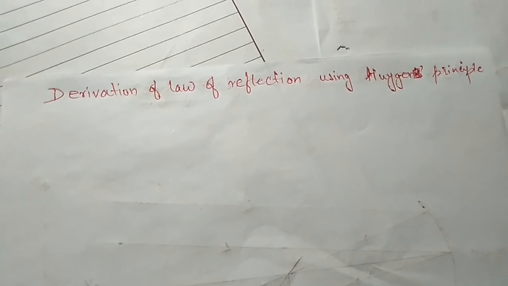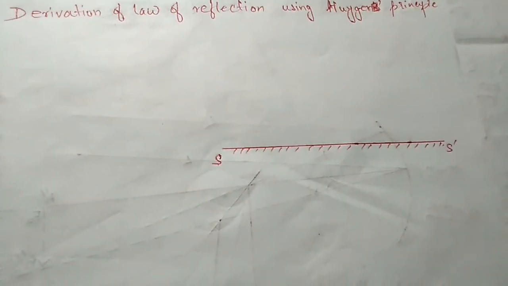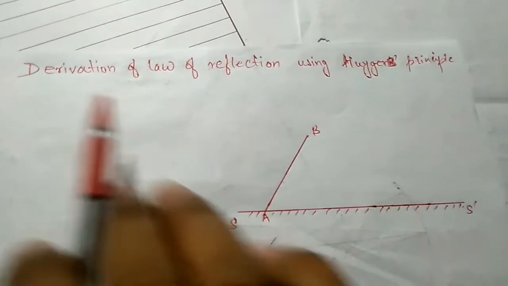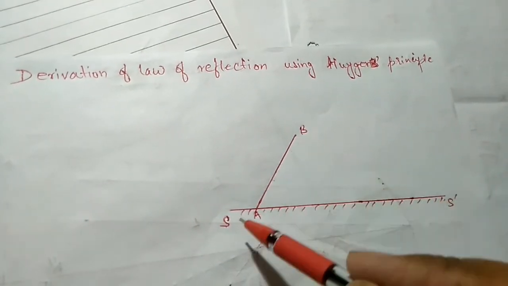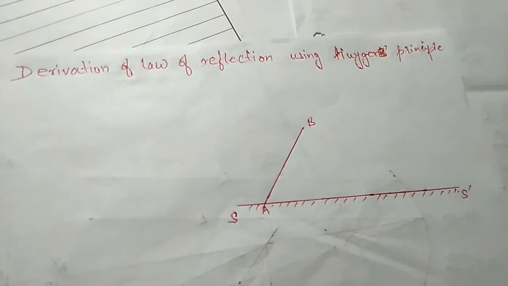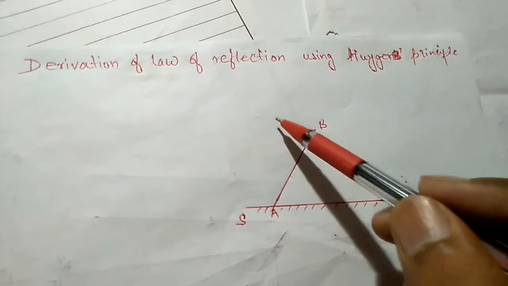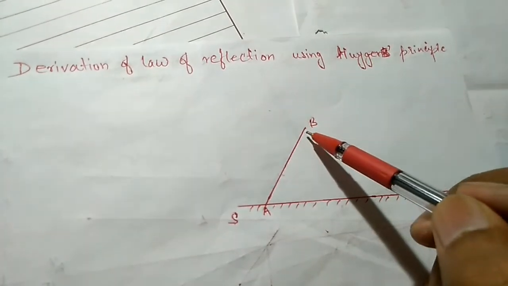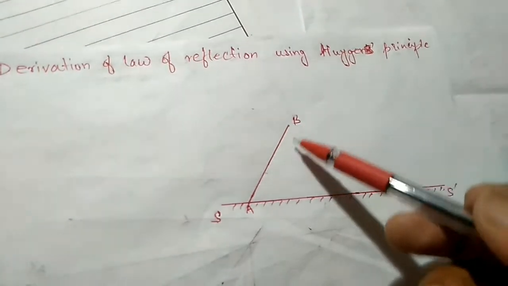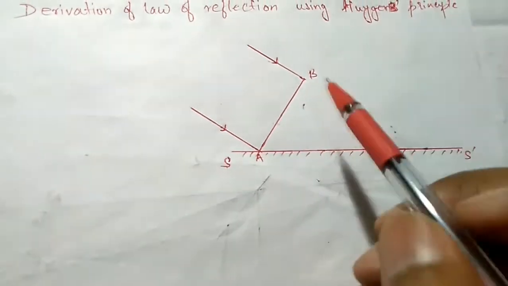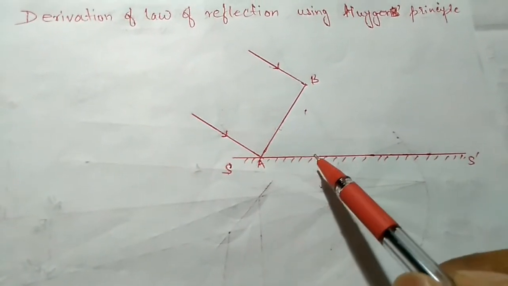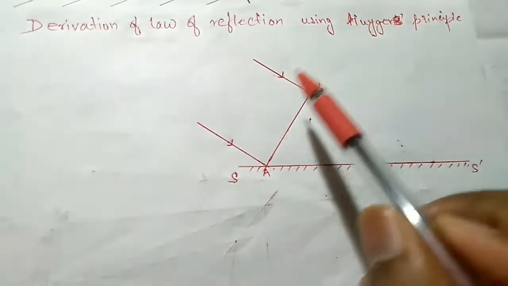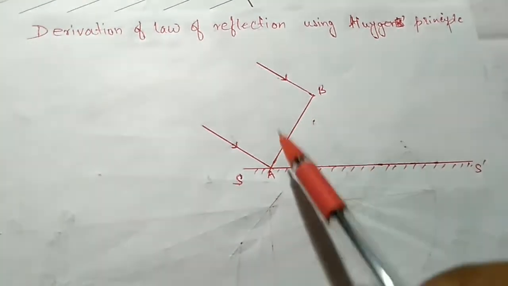So let's draw the diagram. Considering SS dash is any reflecting surface, and this AB is the incident plane wavefront. This is coming from infinity, so this is the plane wavefront coming towards this reflecting surface. The perpendicular drawn on the wavefronts is called the ray. So I am drawing the two rays here, the perpendiculars on the wavefront. Again, listen, AB is the incident wavefront, this is the reflecting surface. We have to prove the law of reflection.